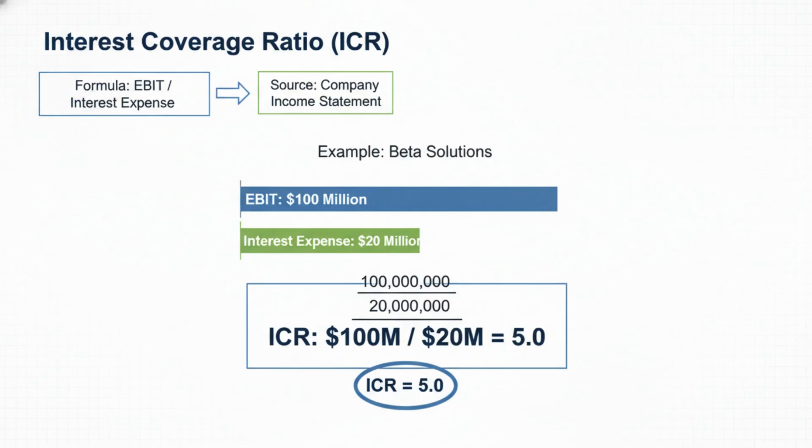This means Beta Solutions' operating profits are 5 times greater than its interest obligations, demonstrating a strong capacity to meet its debt servicing requirements. These crucial figures, EBIT and interest expense, are readily available on a company's income statement, making this ratio easy to compute for any publicly traded company.